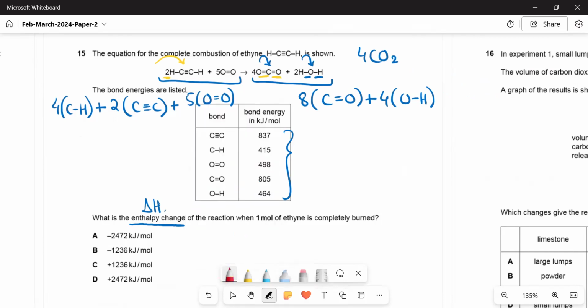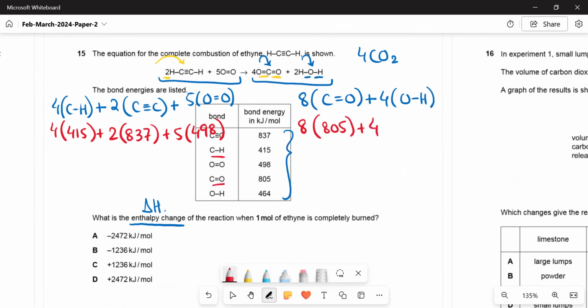So now let's substitute the values. For C-H it is 415, plus 2 C triple bond C, 837, plus 5 O double bond O, 498. And here on the product side, we have 8 C double bond O, 805, plus 4 O-H, O-H will be 464. Okay, and then we will calculate them.